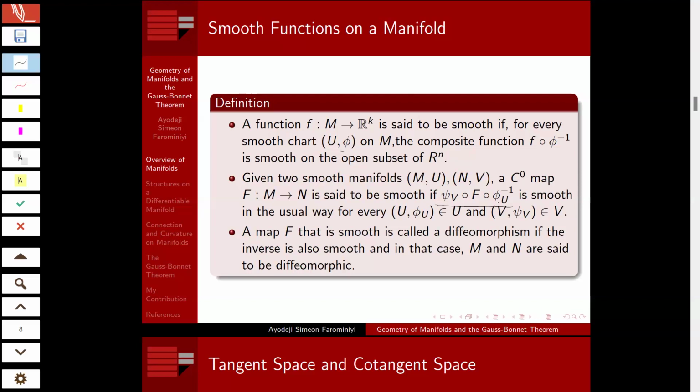And a map that is smooth is called a diffeomorphism if, in addition to being smooth, its inverse is also smooth. And in that case, M and N are said to be diffeomorphic.